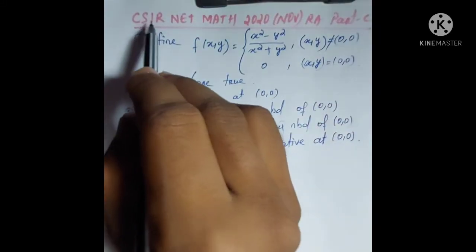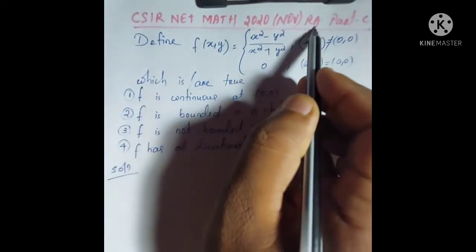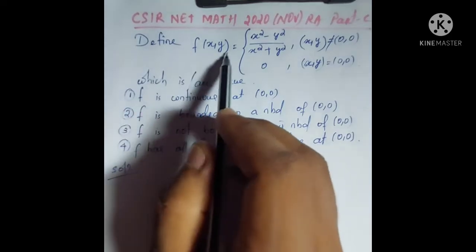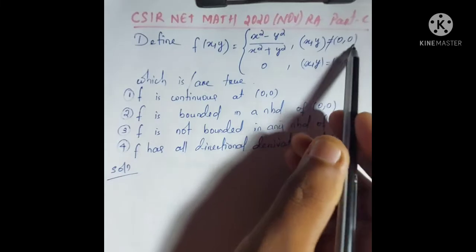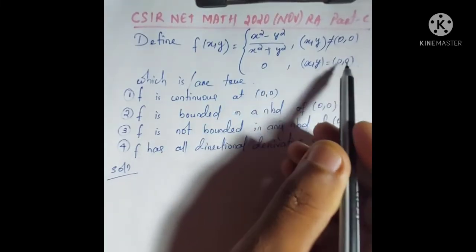Hello, let us solve one question from CSIR NET 2020 November real analysis part C. The question is: define f(x,y) equal to (x² − y²)/(x² + y²) when (x,y) is not equal to (0,0), and 0 when (x,y) is the origin.